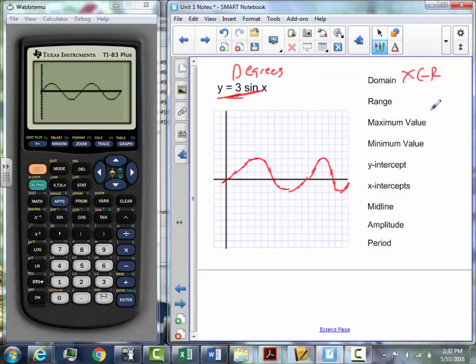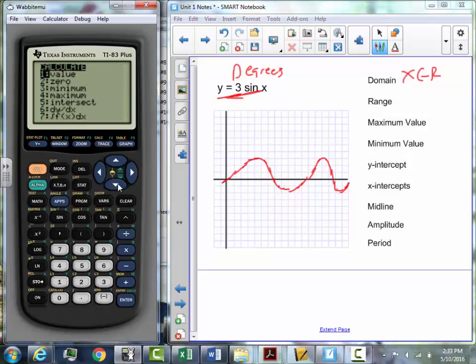Okay, this one's a bit trickier. We need to be able to find the range. We need to figure out how high and low this graph gets. Now, I'm only going to do this method here once, and then after that we're going to use our common sense, but you could try to find the minimum value. It doesn't really matter which minimum you pick. You could just try to calculate how low this thing gets. It goes as low as negative 3.